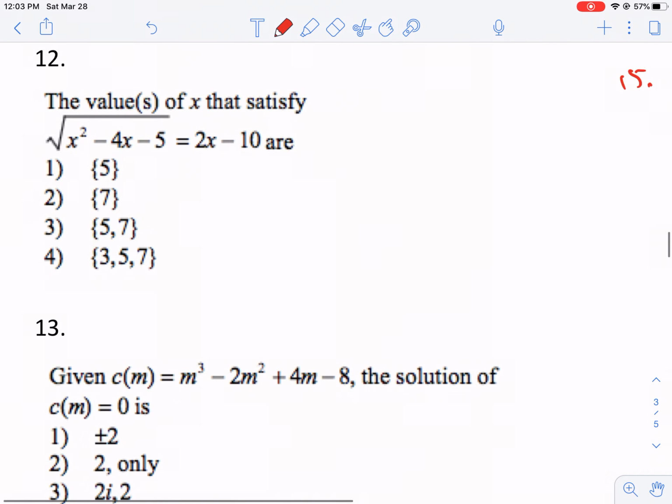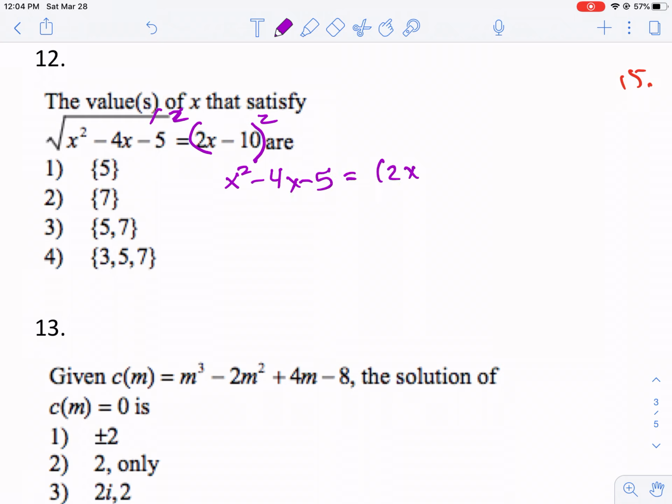Alright, number 12. The value or values of x that satisfy this equation. Again, it's a multiple choice. They give you an equation and possible answers, so you can just plug them in and check them. I'm going to show you how to do it if it weren't a multiple choice. Isolate the square root, which we have. So you square both sides. That requires that you wrap up the entire side and square it. Square and square root will cancel.